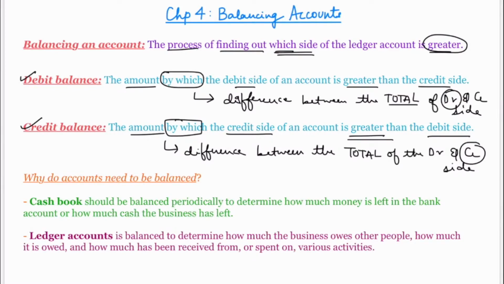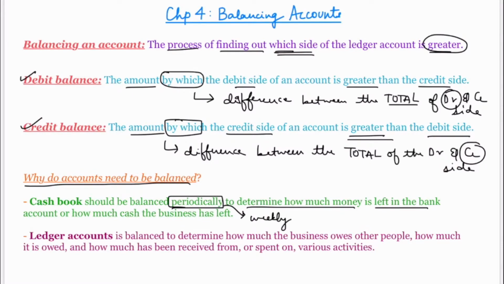Now, an important thing. Why do accounts need to be balanced? This we'll see in two forms, that is the cash book and ledger accounts. The cash book should be balanced periodically to determine how much money is left in the bank account or how much cash the business has left, the amount of money present at the end of the day in the bank. Periodically is weekly. This is because the cash book, obviously, is an important account.